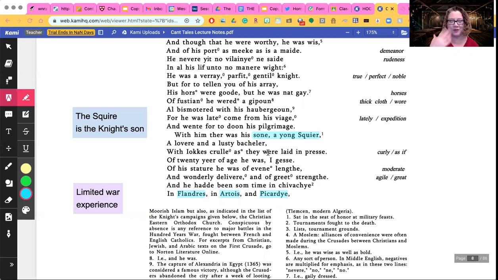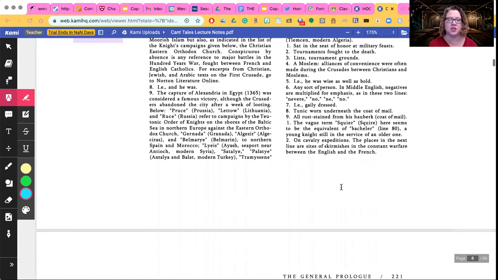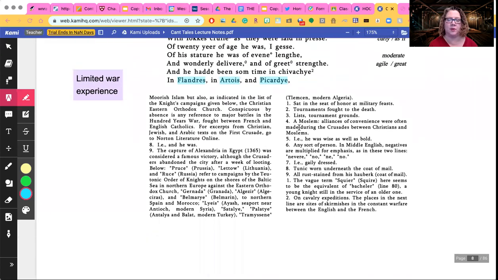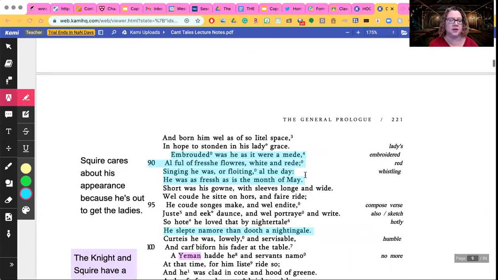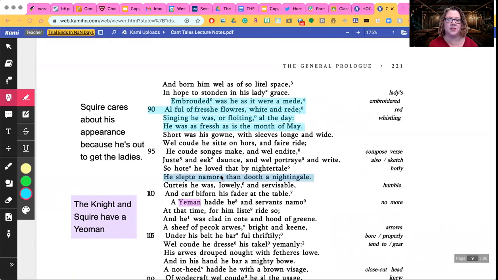And he has been in a few battles, but they're mainly just there in France. He hasn't extensively traveled like his father because he's young. These footnotes, by the way, will help you a lot as you're reading. He cares about his appearance. It talks about how he doesn't sleep at night because he's got so many ladies knocking on his door. He's got very specific clothing that's fashionable, and he's got his hair just right, and he sings and dances in all the modern ways. So he's just like, you know, Mr. Cool.